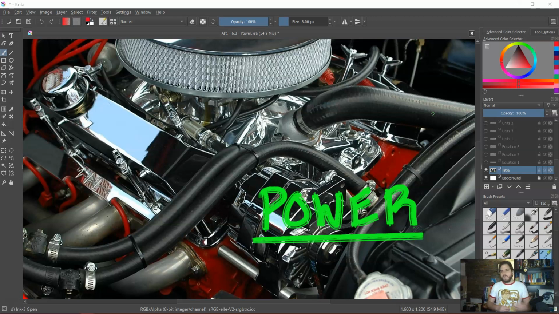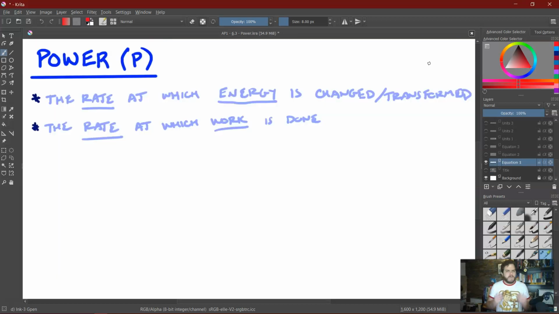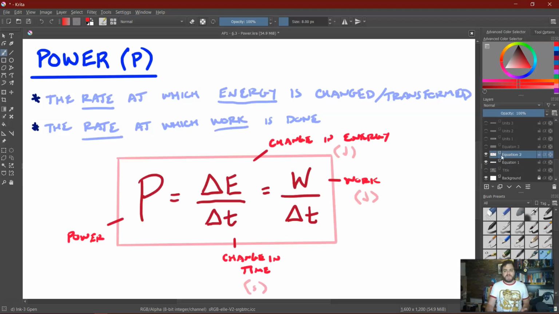Now we've discussed all the different types of mechanical energy, as well as work and changes in mechanical energy. It's time to talk about how quickly these changes will take place, through the concept of power. Power, which we abbreviate with a capital P, is the rate at which energy is changed or transformed from one form to another. In other words, it is the rate at which work is done. The equation is pretty straightforward.